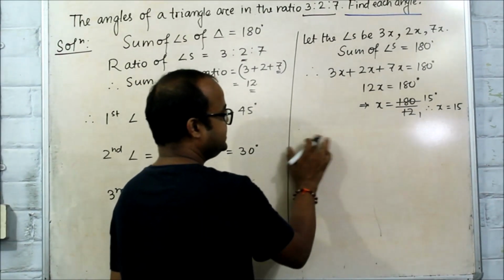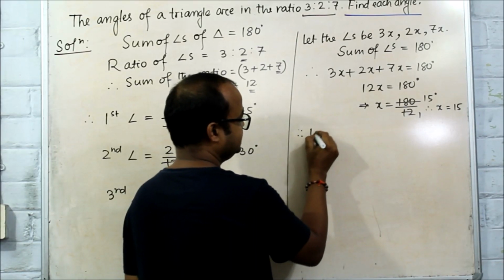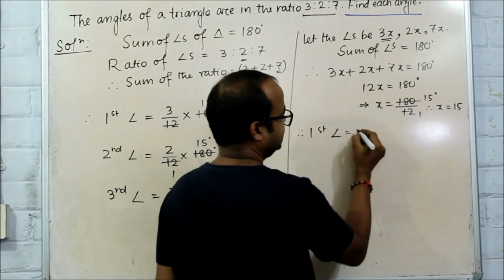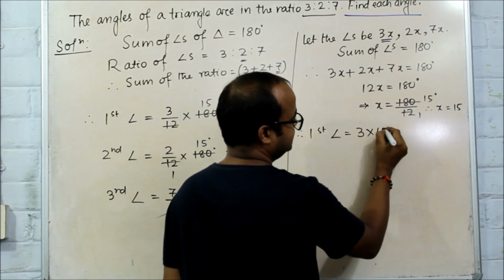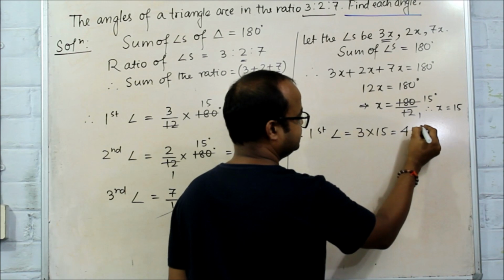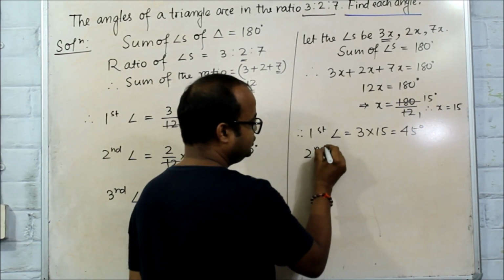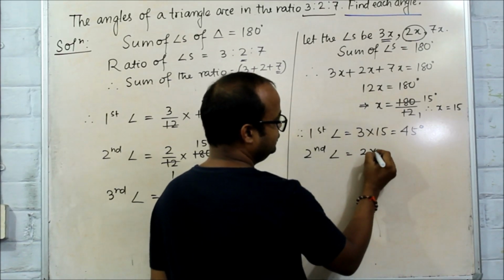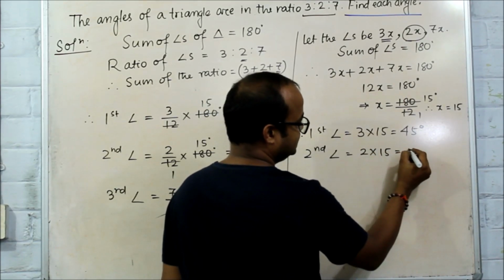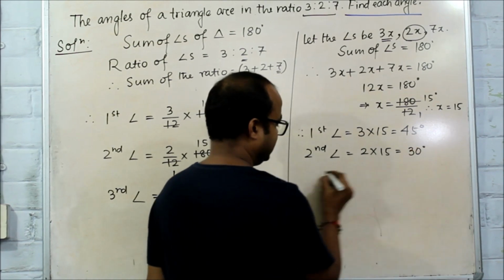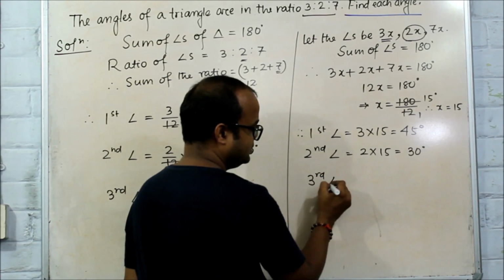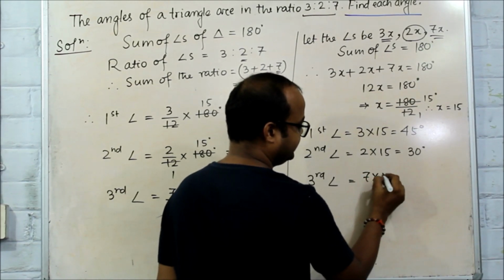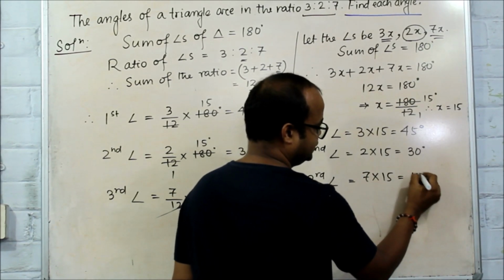So once you get x is equal to 15, therefore the first angle is equal to 3x. That means 3 into 15, that is equal to 45 degrees. The second angle is equal to 2x. So 2 into 15, so you get 30 degrees. And the third angle is equal to 7 into x, that is 7 into 15, which is equal to 105 degrees.